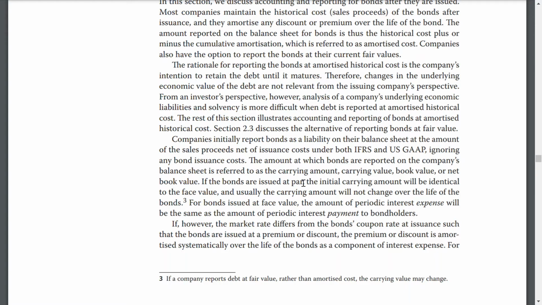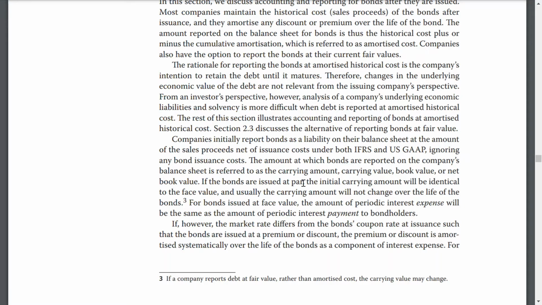From an investor's perspective, however, analysis of a company's underlying economic liabilities and solvency is more difficult when debt is reported at amortized historical cost. The rest of this section illustrates accounting and reporting of bonds at amortized historical cost. Section 2.3 discusses the alternative of reporting bonds at fair value.